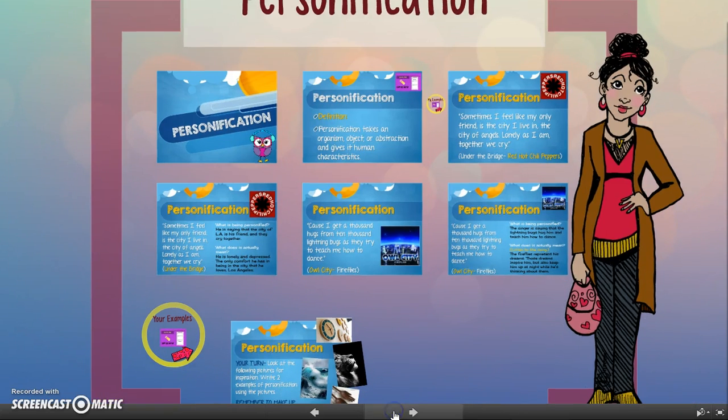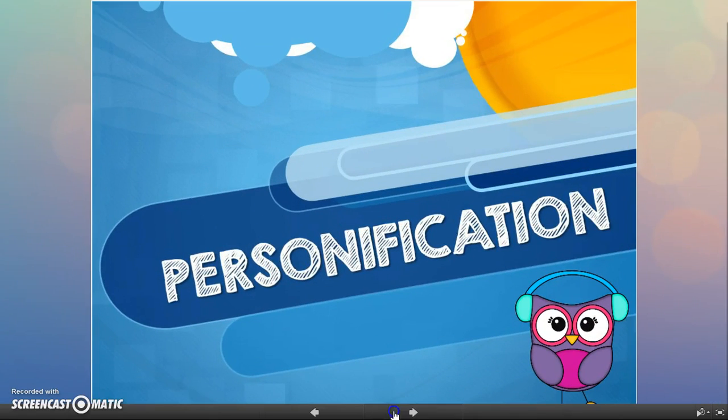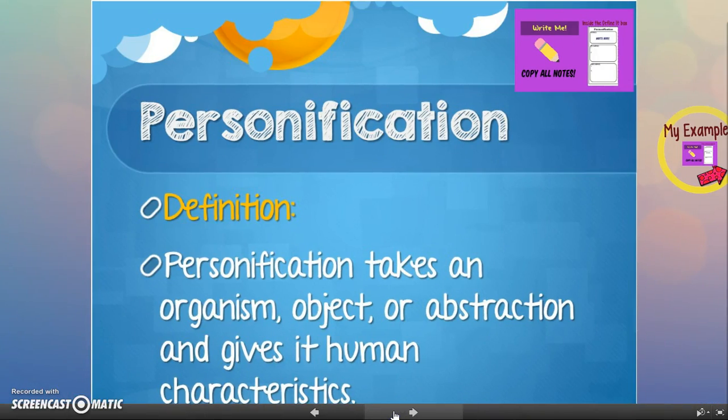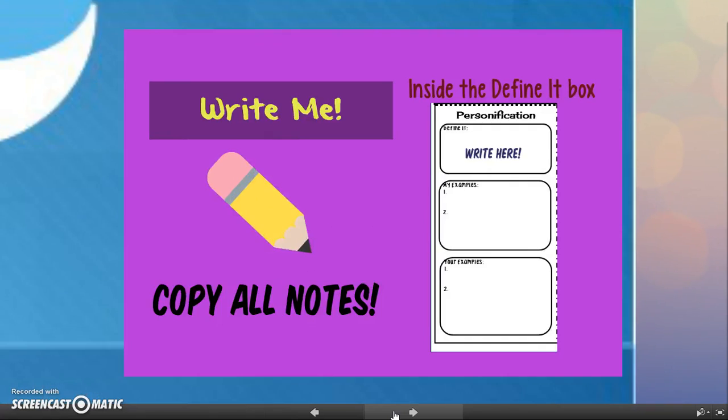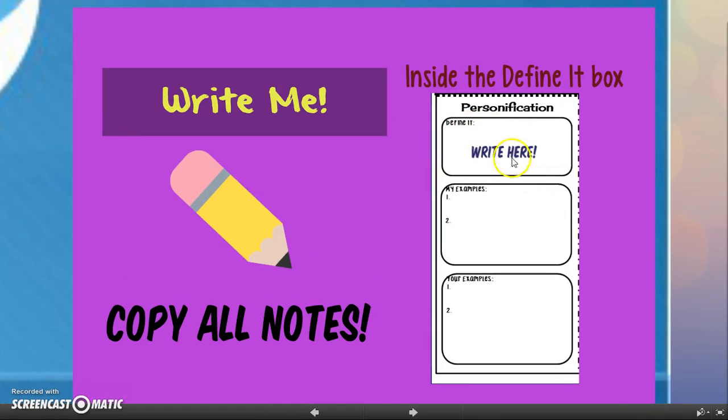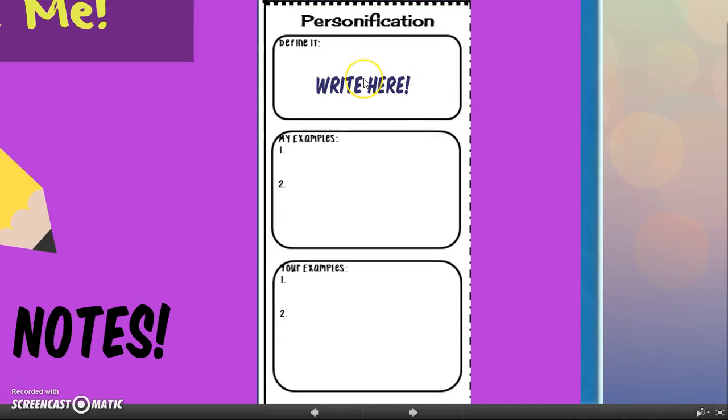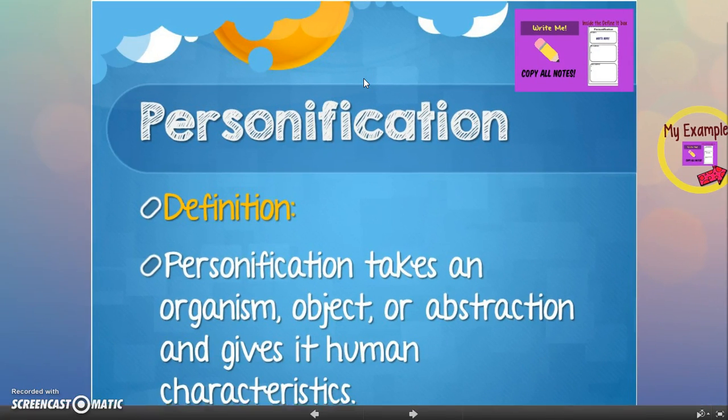Personification is first. We are going to go ahead and start off with the definition of personification. Just so you know exactly where to write this, we are writing it in the personification section of your notes where it says right here. Okay, so let me zoom in for you. This is where we're writing our definition. Back to it. And again, don't forget you can pause me.